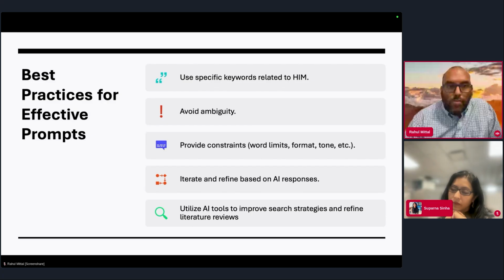So, for instance, rather than asking the AI to explain ICD coding, a better prompt would be: summarize the key difference between ICD-10 and, let's say, ICD-9 in 100 words. Focus on coding for chronic diseases. By teaching our students the basics around these effective prompts, it will ensure that the AI-generated responses align with the user's needs.